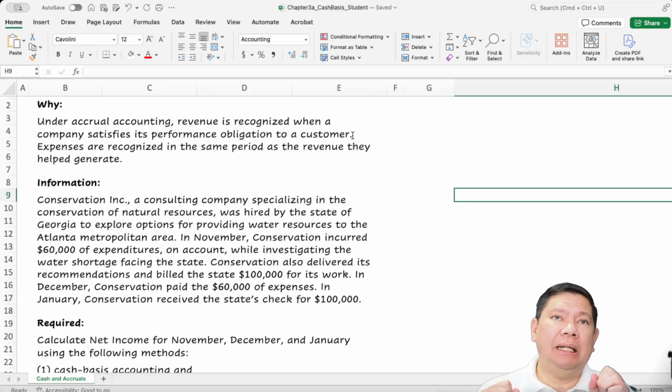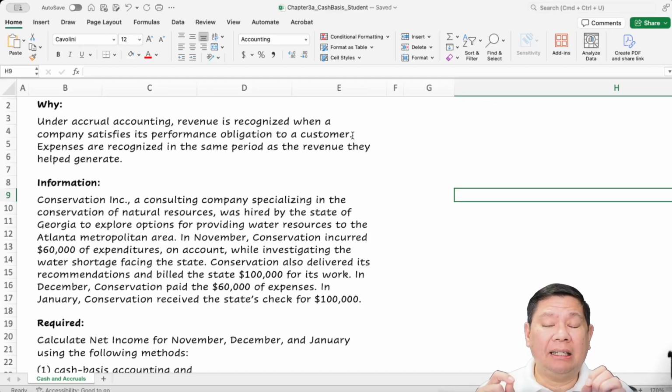So when a company delivers its services, delivers its products to the customers, they have met their performance obligation, so they can recognize revenues and they have to recognize expenses associated with that revenues regardless of the cash payments. Okay, that's different from cash basis that recognizes revenues when they receive cash and recognizes expenses when they paid cash.